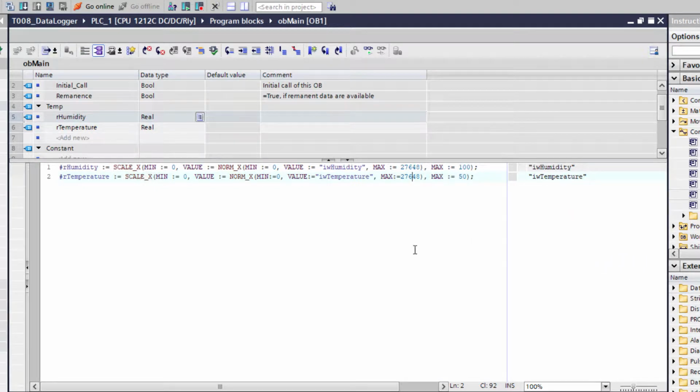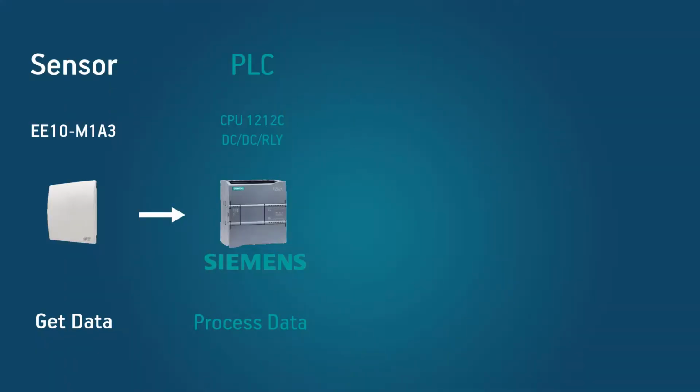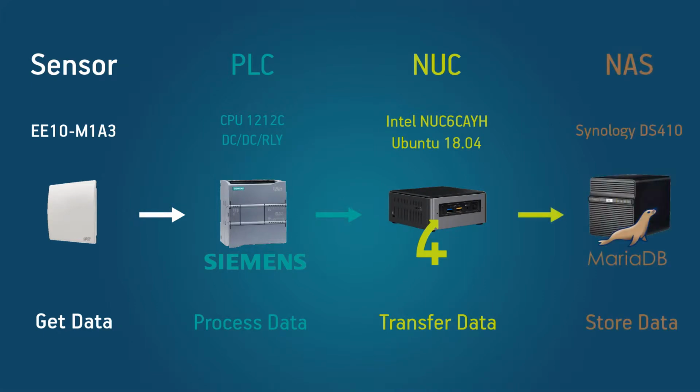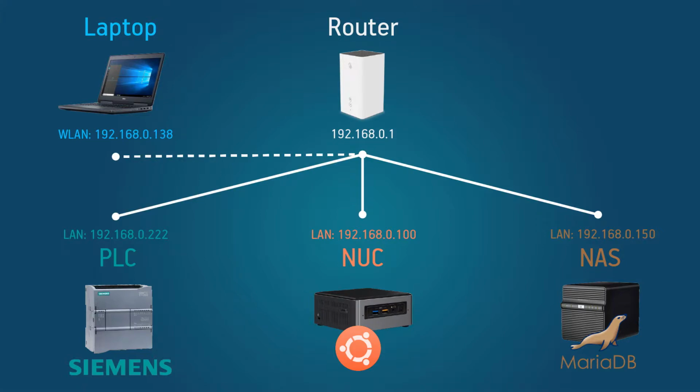And that's it. So now we have an application which will get us data using a sensor and then process this data in a PLC. But we're not finished yet. We want to give this data to our connector service, which runs on the NUC, and then from there transfer it into the database, which runs on my Synology drive. So before I can do this, I'm going to change my current network and connect the PLC back to my router.